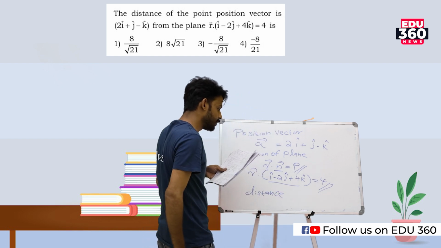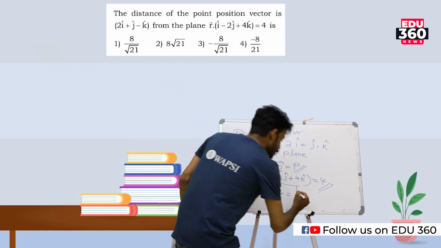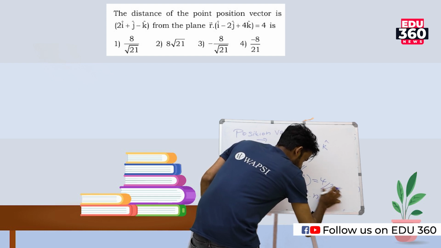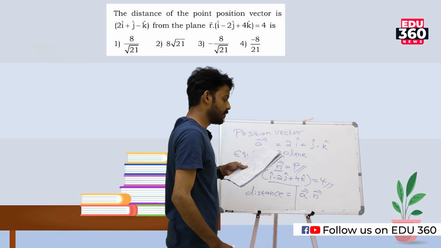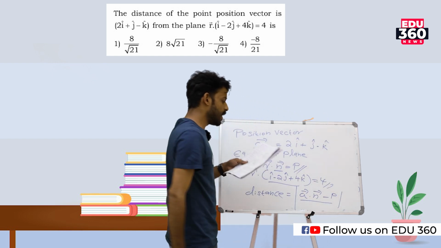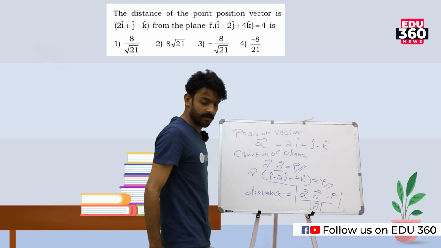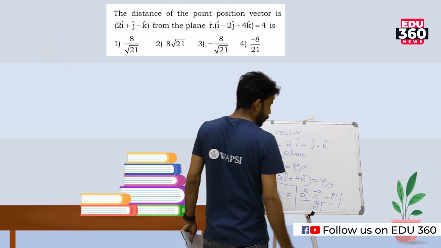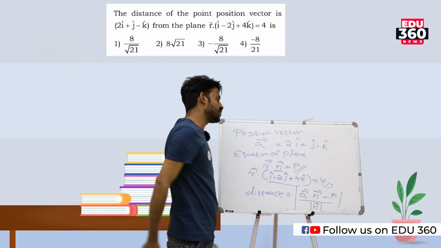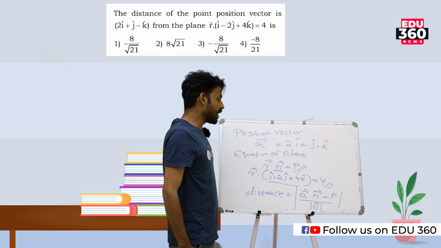So the distance is equal to modulus of A vector dot n vector minus p, divided by modulus of n vector. The value of p is equal to 4, we already know that. A is equal to 2i cap plus j cap minus k cap, and n is equal to i cap minus 2j cap plus 4k cap.